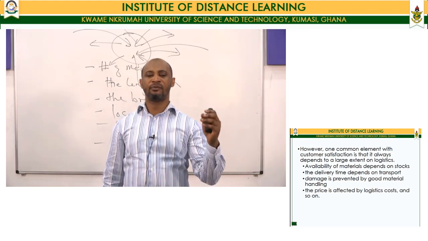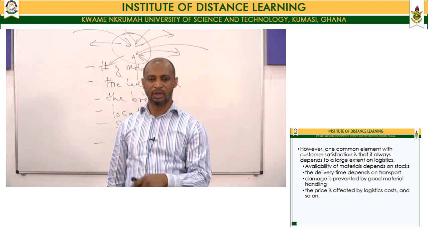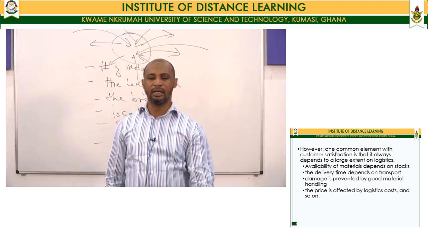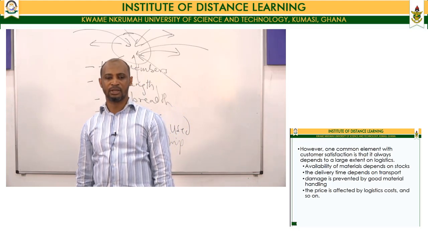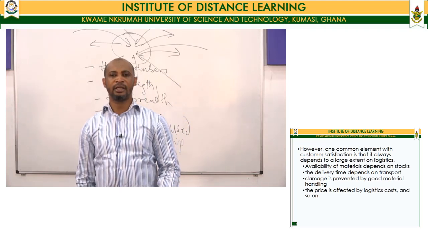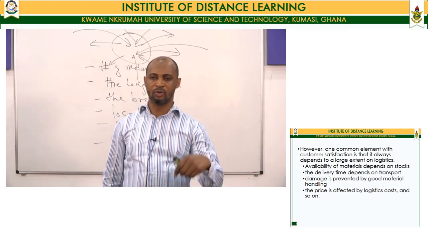So, availability of materials depends on stocks. The delivery time depends on transport. Damage can be prevented when we have good material handling policies and processes. And the price is affected by logistics cost. Don't forget, the price build-up for any product takes logistics cost into account.